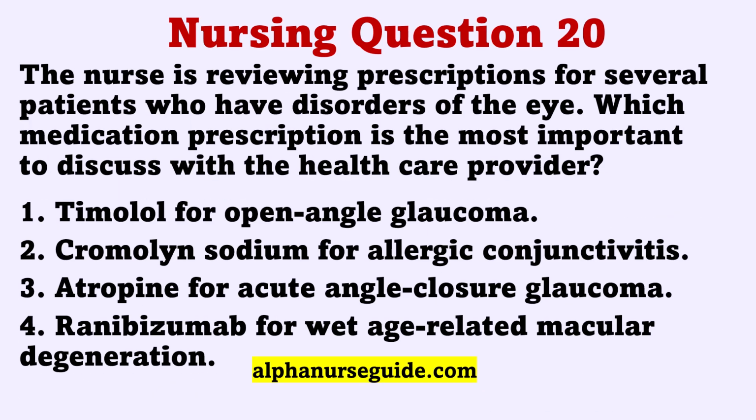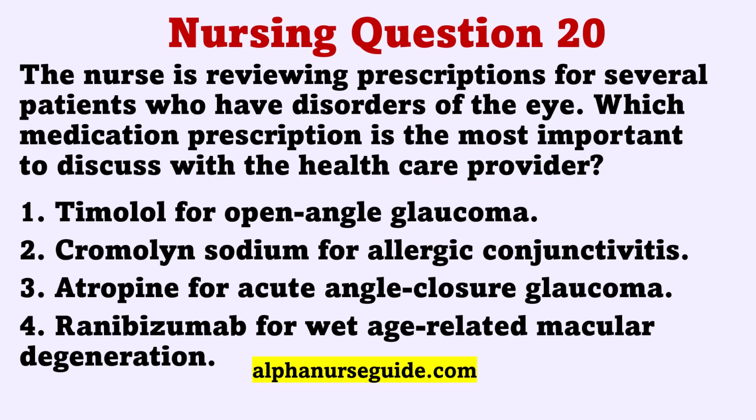The nurse is reviewing prescriptions for several patients who have disorders of the eye. Which medication prescription is the most important to discuss with the healthcare provider? 1. Timolol for open-angle glaucoma. 2. Cromolyn sodium for allergic conjunctivitis. 3. Atropine for acute angle closure glaucoma. 4. Ranibizumab for wet age-related macular degeneration.